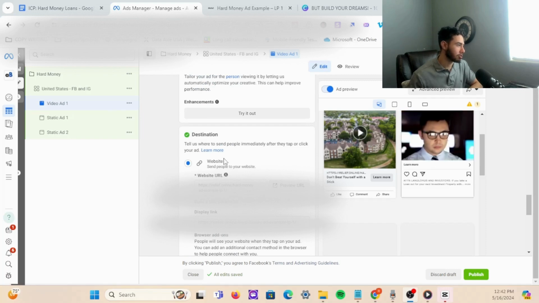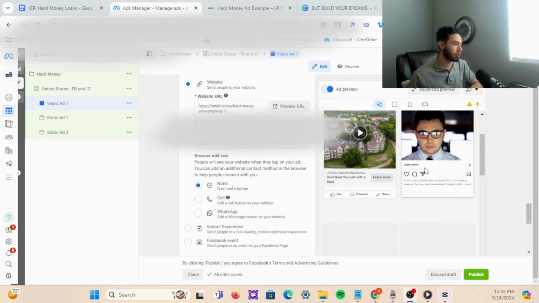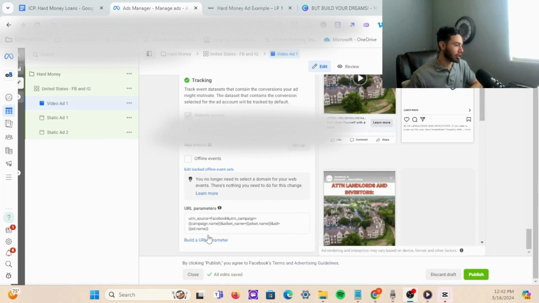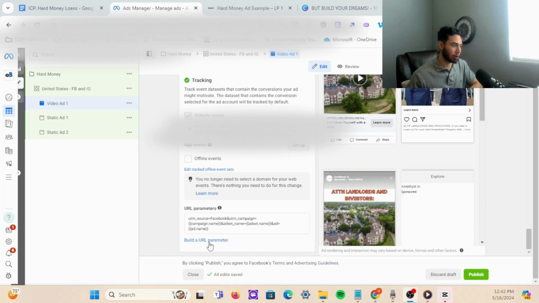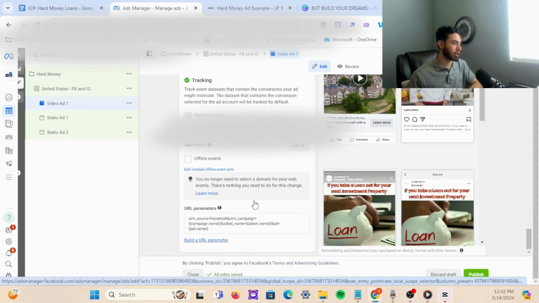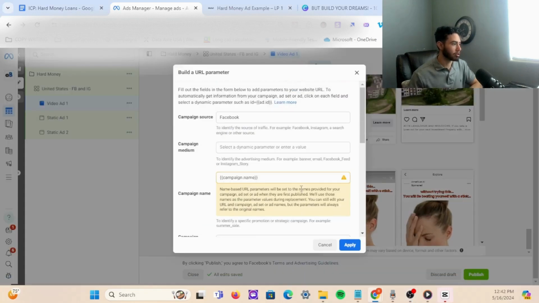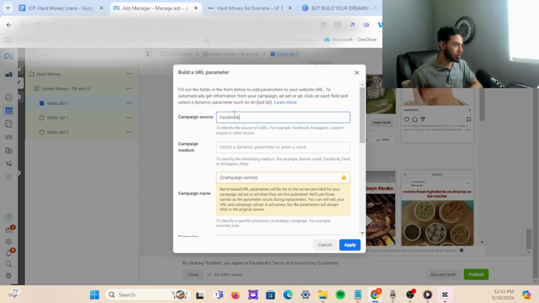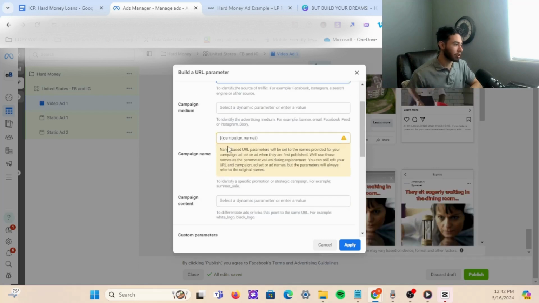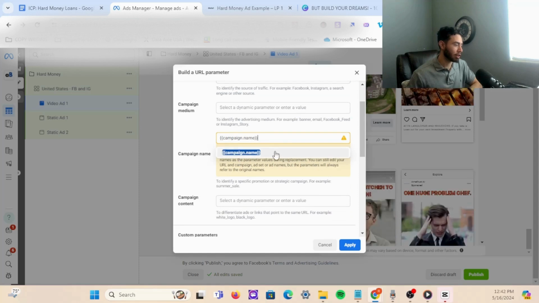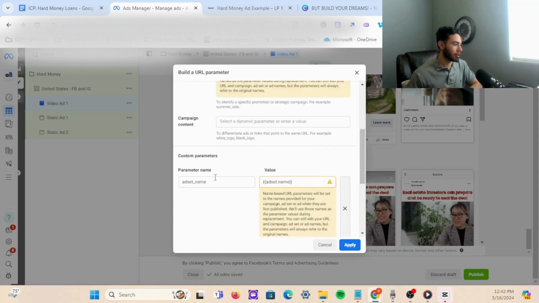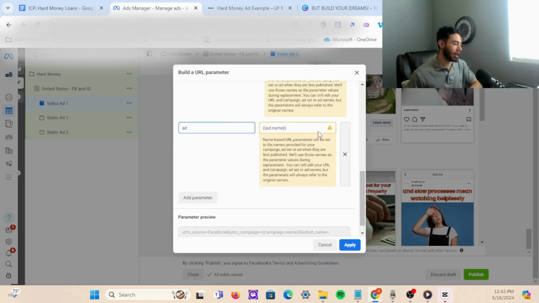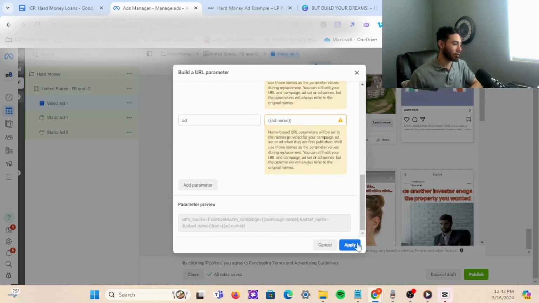I'm going to show you guys the landing page right now, but before I do, go ahead and add in your pixel and go ahead and add in your URL parameters. So really quick, URL parameters, you're going to want to set up at least the important ones. You're going to want to set up the source. Just go ahead and type in Facebook. You're going to go to campaign name, just click on it and that'll pop up. Go ahead and click that. Go ahead and set the ad set name. Go ahead and set the ad name.